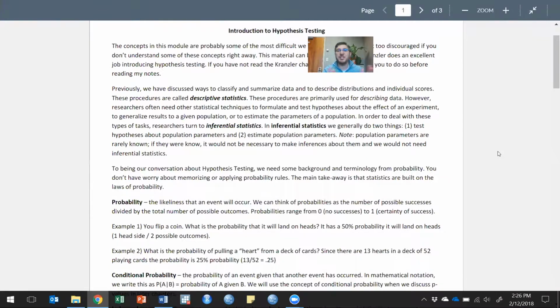Oftentimes we don't have the resources to sample or interview everyone in the population. So we turn to what are called inferential statistics. In inferential statistics, we're testing hypotheses about population parameters and making estimates about population parameters. If we had information on everyone in the population, we wouldn't need inferential statistics.